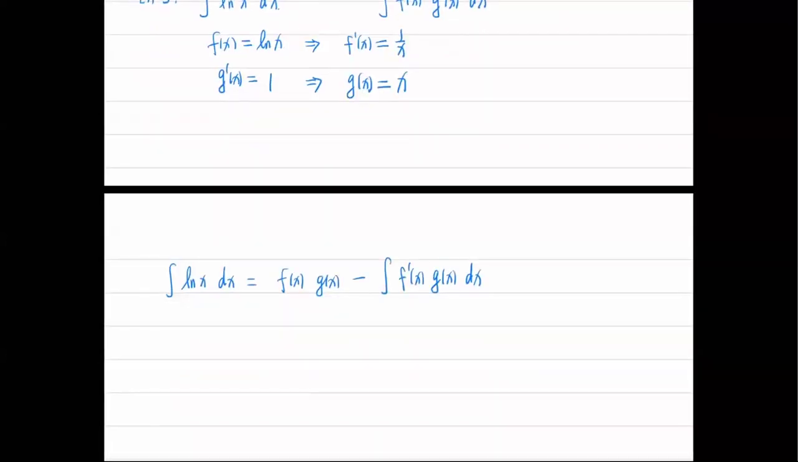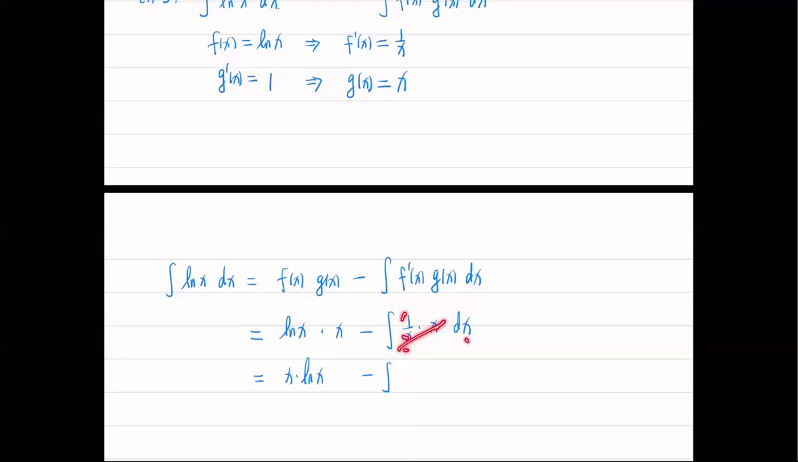Okay, now let's plug in. What do we know? f(x) is logarithm, g'(x) is 1. f derivative is 1 over x, g(x) is x. So this will be x logarithm x minus the integral of... if we simplify, 1 over x and x cancel each other, integral of 1.